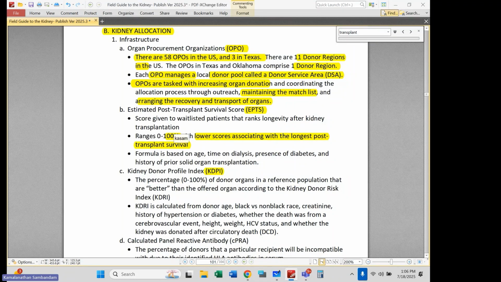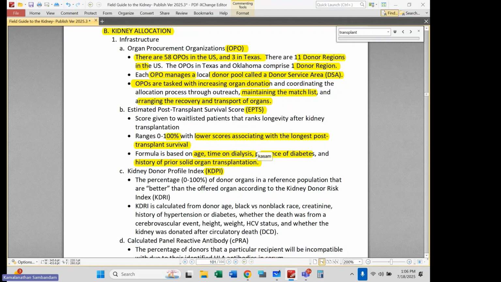Okay, so a young IgA patient who has ESRD at the age of 30, or a PKD patient, those are generally more healthy patients as well, they will have lower EPTS scores. Okay, so what are the things that factor in? Age, time on dialysis, presence of diabetes, and a history of prior solid organ transplantation.